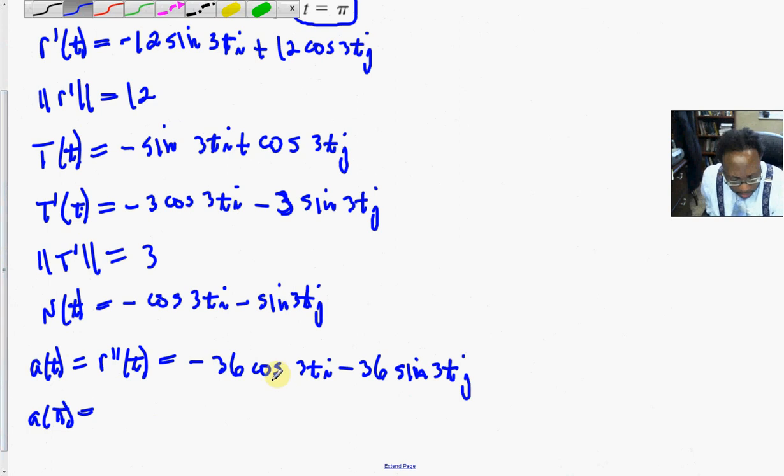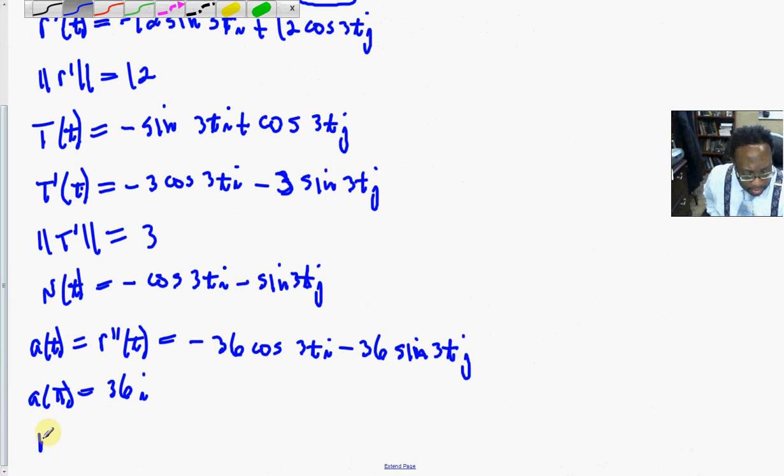So cosine of pi, well, this becomes 3 times pi. So cosine of 3 pi would be negative 1. So this is positive 36. And then the sine of 3 pi is 0. So that's all we have for the acceleration.